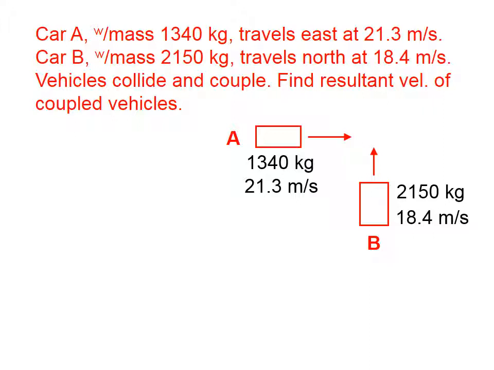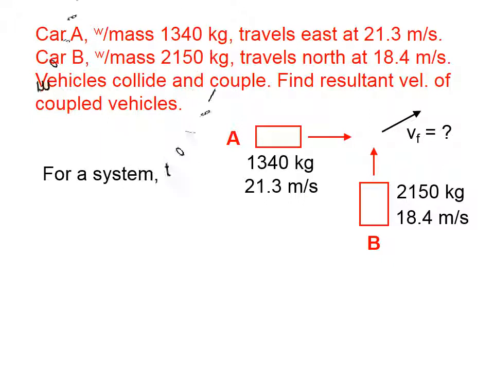The vehicles collide and couple. Find the resultant velocity of the coupled vehicles. Somebody runs a stop sign here, and these two cars smash into each other, and when they slide off as a couple, clearly they're going to slide off up and to the right. With what velocity do they initially begin sliding in that direction?